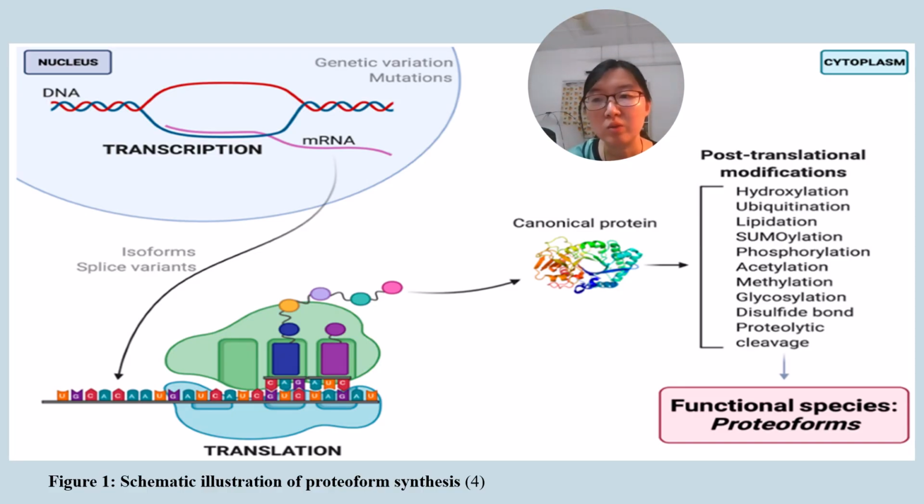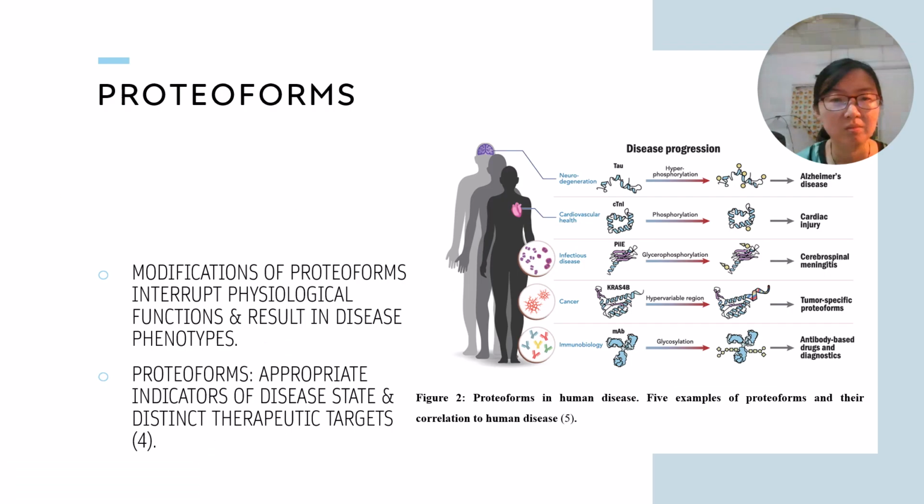The same amino acid sequence does not effectively classify its function, as the same sequence may produce different protein species known as proteoforms, which exert different biological functions after going through different modifications and interactions. Modification of proteoforms can interrupt physiological functions and result in disease phenotypes, thus making proteoforms the most appropriate indicators of disease state and distinct therapeutic targets. Here, one example is Alzheimer disease. The proteoforms of hyperphosphorylated tau proteins cause the disease.